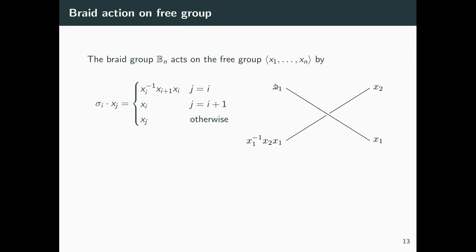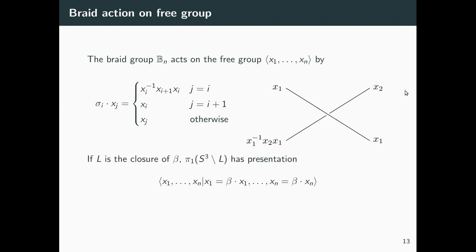The idea is the top strand continues its color, and the bottom strand gets conjugated by the top one. If you've seen the Wirtinger presentation before, these are exactly the relations. In this presentation for a knot diagram, you have one generator for each arc. Notice that this is the same one over the top because it isn't cut, and at each crossing you get a relation between them given by conjugation. In particular, these give you a presentation. So if L is the closure of beta, you can write a presentation of its knot group as one generator for each strand, and then the relations are given by this braid group action on the free group.